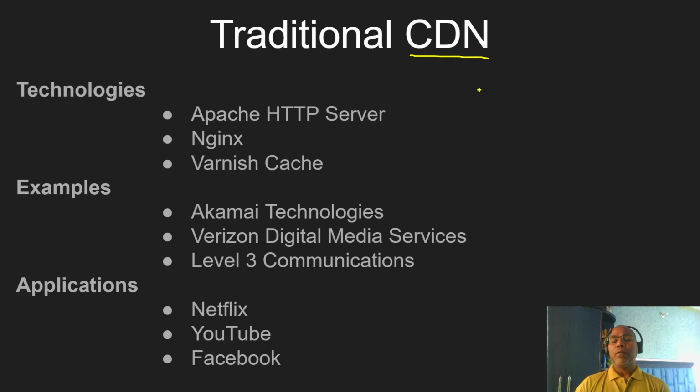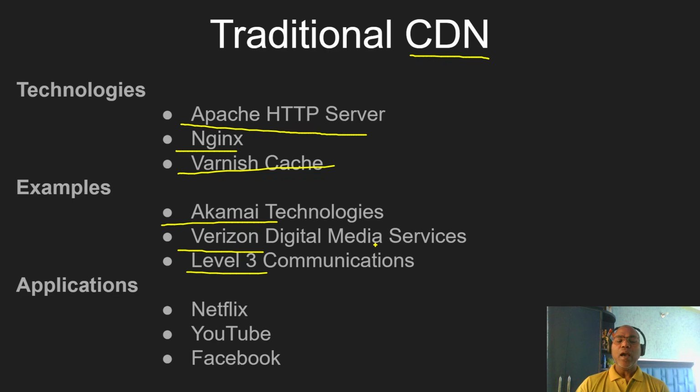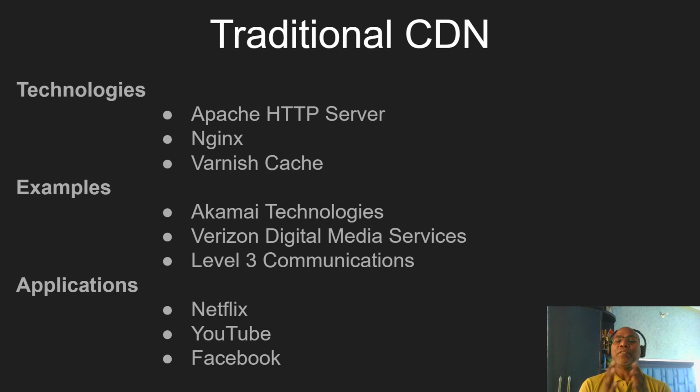We have lots of CDN providers available. For example, Apache HTTP Server, NGINX, or Varnish Cache, lots of examples we have. Maybe Akamai provides the technology, Verizon provides it, and others as well, and lots of applications are using them. Netflix, YouTube, Facebook, all are applications nowadays using traditional CDN. The CDN is so useful for applications that are accessible 24 by 7 across geolocations.